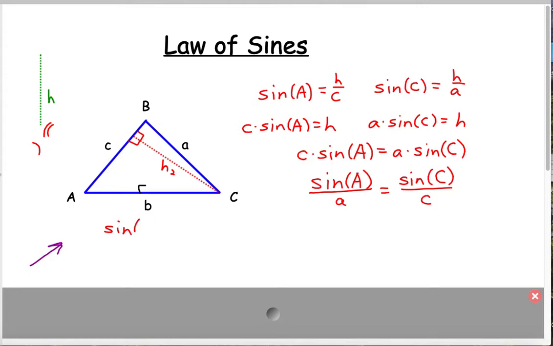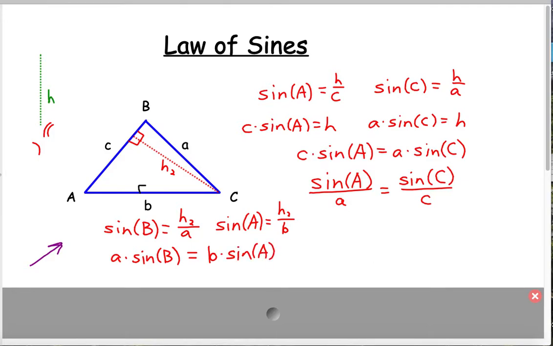The sine of angle B is equal to h sub 2, which is the opposite, over the hypotenuse, which is a. And in the other right triangle next to it, the sine of angle A is equal to the opposite, which is also h sub 2, divided by the hypotenuse of that triangle, which is b. And if I solve these for h sub 2, multiply a to the other side, multiply b to the other side, I'm going to wind up getting a times the sine of angle B is equal to side b times the sine of angle A.